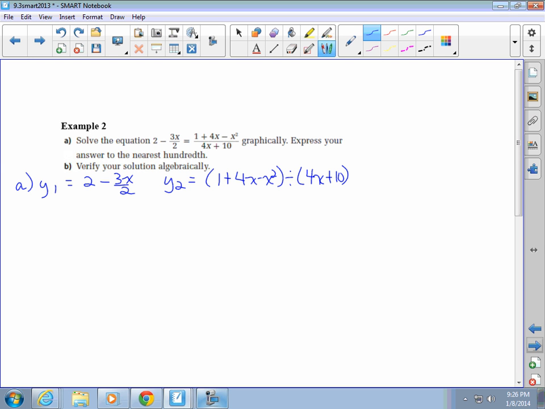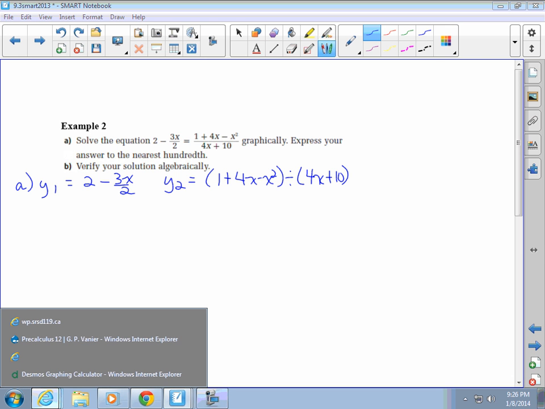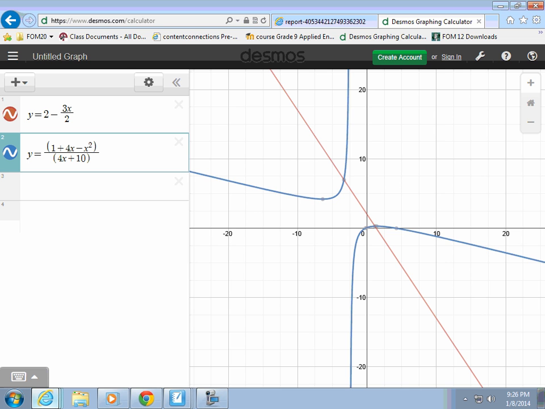So I have just done this on my little graphing calculator here. It's not the TI one, but it's just the one that I can use on the smartboard. So you see I have y is equal to 2 minus 3x over 2, and then my second equation, in red, that was my red equation. My blue equation is with the brackets, 1 plus 4x minus x squared over 4x plus 10.